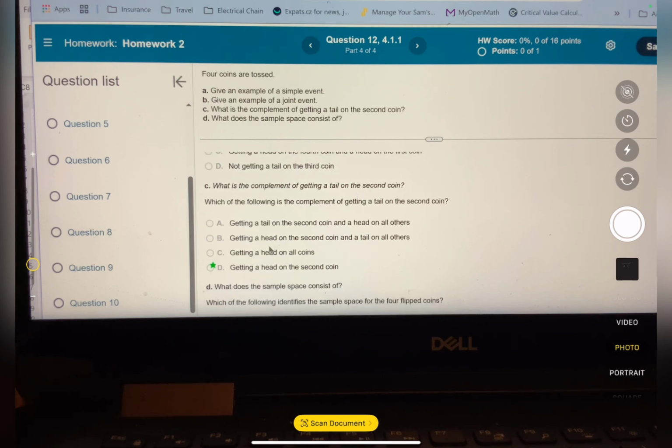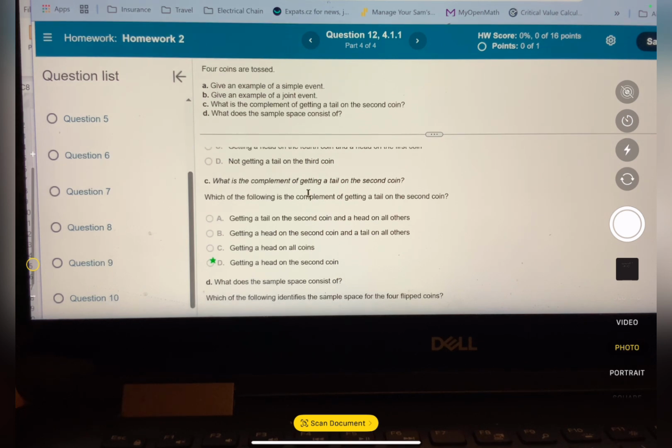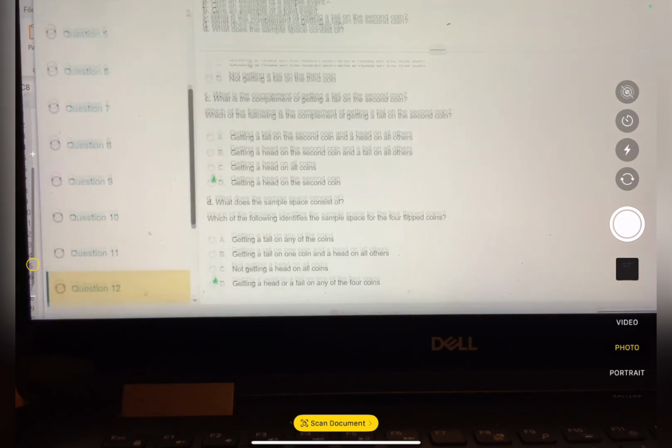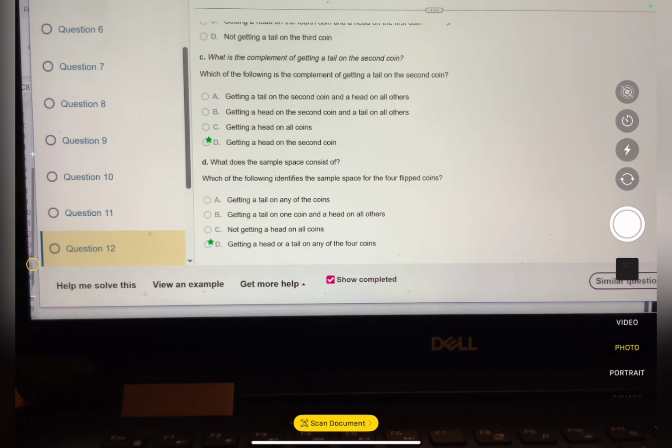There is no complement here because it's not opposite to tail on the second coin. And the only thing we have left, D, getting a head on the second coin. Here it is asking for the second coin, and asking for the complement of tail. If it's not tail, then it's going to be head, right? So that is going to be the answer. Okay. What else? Question number D.